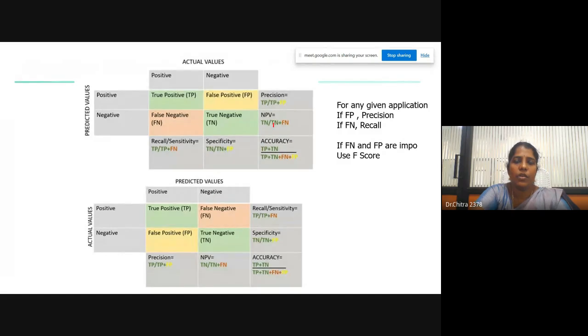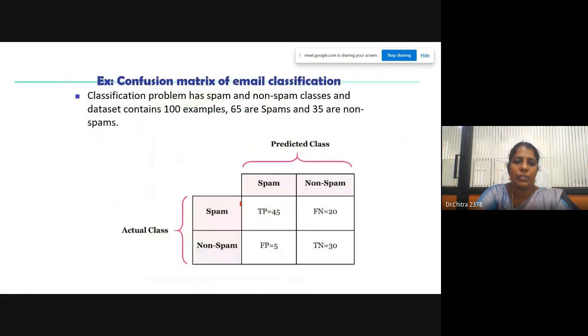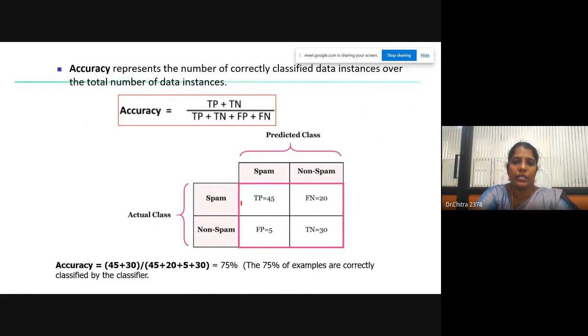Then these are the formulas used to find the accuracy, precision, recall, everything. Accuracy represents the number of correctly classified data instances over the total. Among the total data, how much is classified correctly? That is given by the accuracy. Consider this is the confusion matrix. We know that this is the true positive value. This one is the false positive value. This is true negative.